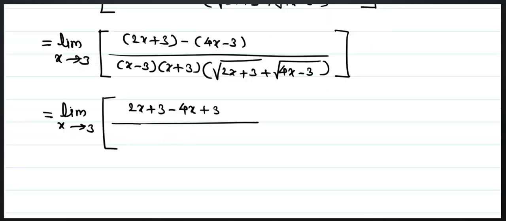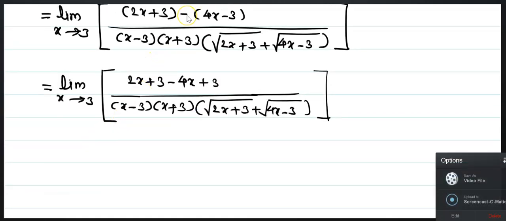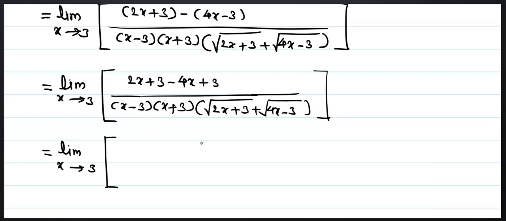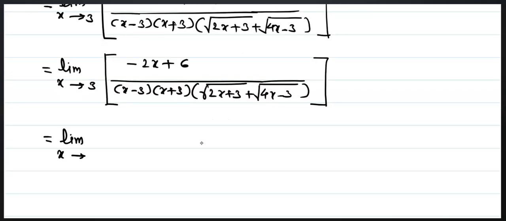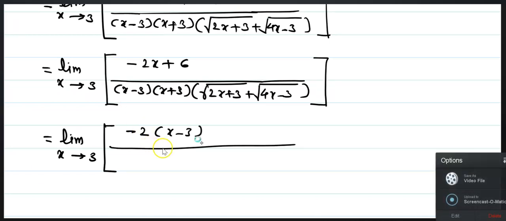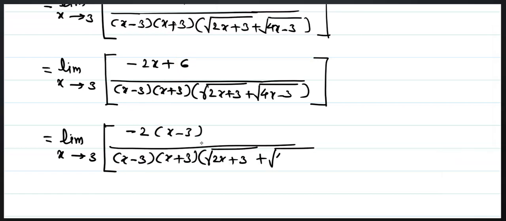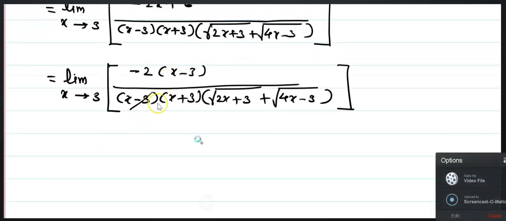2x plus 3 minus, when we open the bracket, it becomes minus 4x plus 3. Now here 2x minus 4x is minus 2x, and 3 plus 3 is 6. Then we can take minus 2 as common. In the bracket you will get x minus 3. The numerator has x minus 3 and the denominator also has x minus 3. X minus 3 and x minus 3 get cancelled.